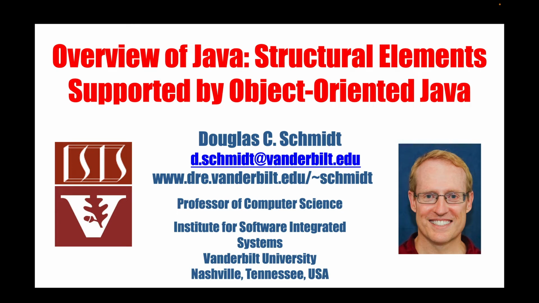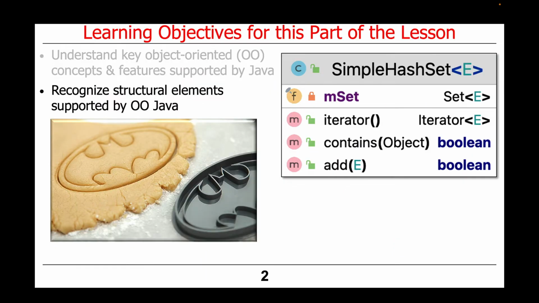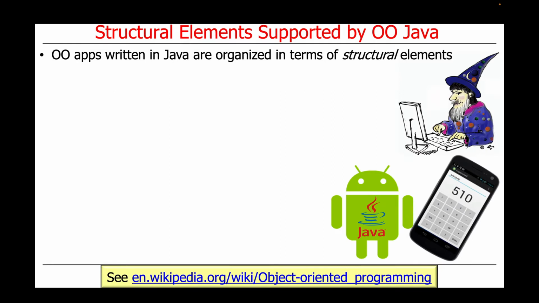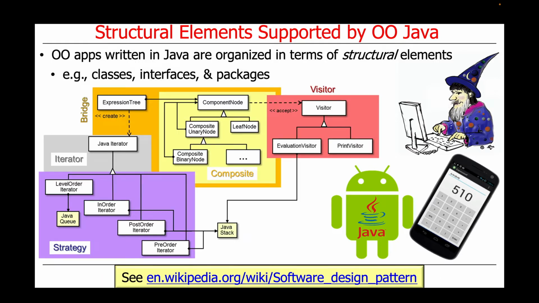Now that we've given an overview of some of the key concepts and features supported by object-oriented Java, let's focus in on some of the structural elements supported by object-oriented Java. In particular, we're going to be focusing on Java classes. Object-oriented apps written in Java are typically organized in terms of various structural elements, including classes, interfaces, and packages. As I said, we're primarily here going to be focusing on classes.